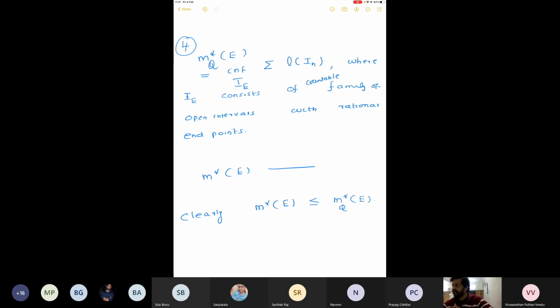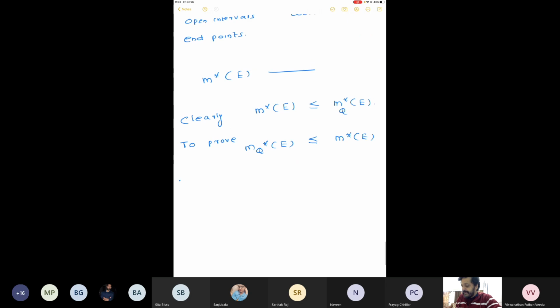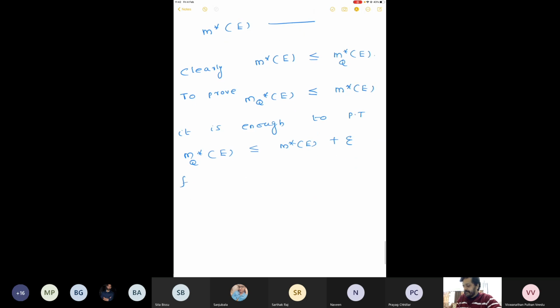So we have to prove the other way around. For that, it is enough to prove, let me first write it, to prove mQ*(E) is less than or equal to m*(E). Again, use epsilon. For this, it is enough to prove that mQ*(E) is less than or equal to m*(E) plus epsilon for any epsilon greater than 0.